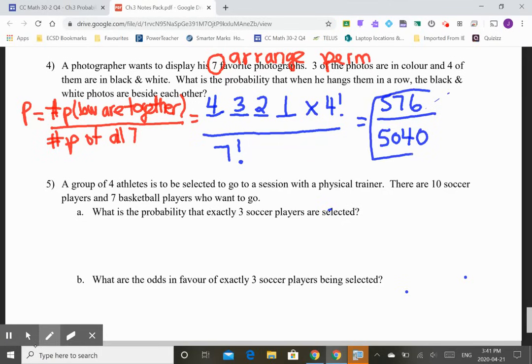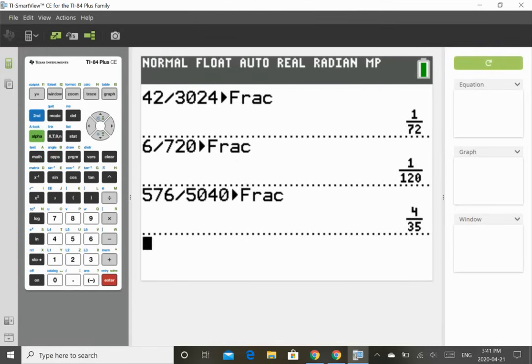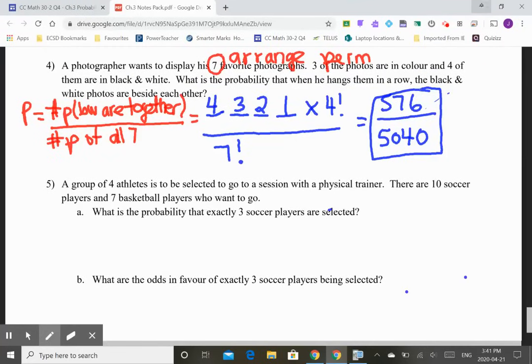We want to take this number and reduce it. We're going to write it as a reduced fraction. So we go to the calculator and put in 576 divided by 5,040. Hit the math number 1 button. That's going to change it to a reduced fraction, and we get 4 over 35. So our reduced fraction here would be 4 over 35, and there is our probability.